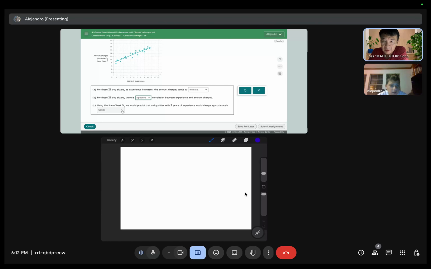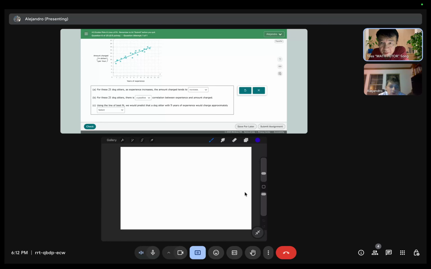Yeah. And using the best fit, we would predict a dog sitter with 9 years of experience would charge approximately what? So you can kind of look at nine, look at nine, and look at the line. Don't look at the point. Okay, try to look at the line instead. But if the point is there, it's fine. So what do you think?